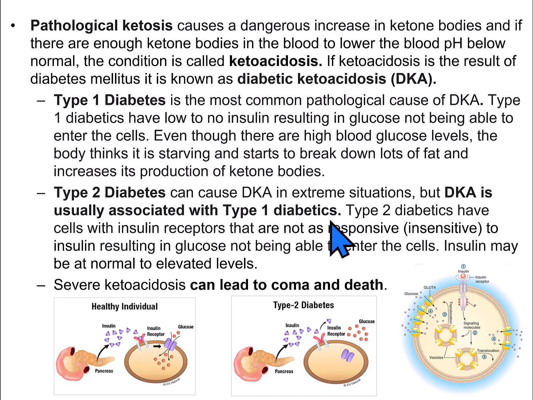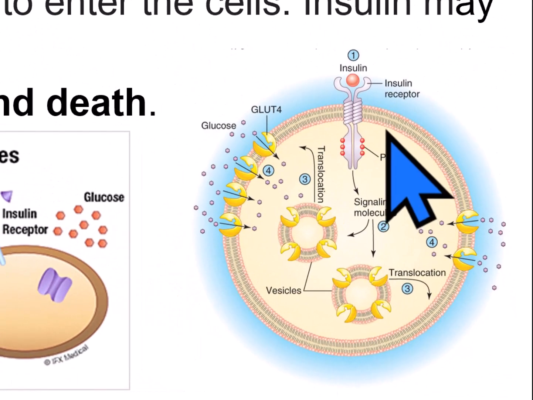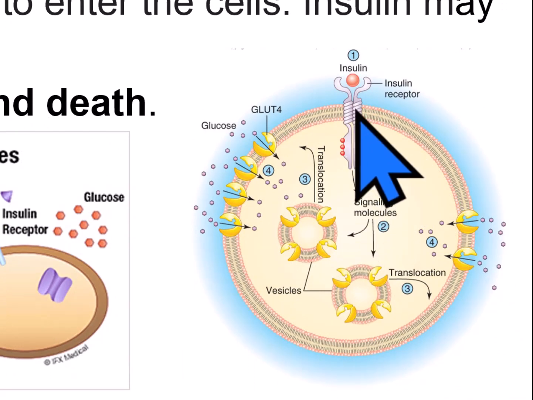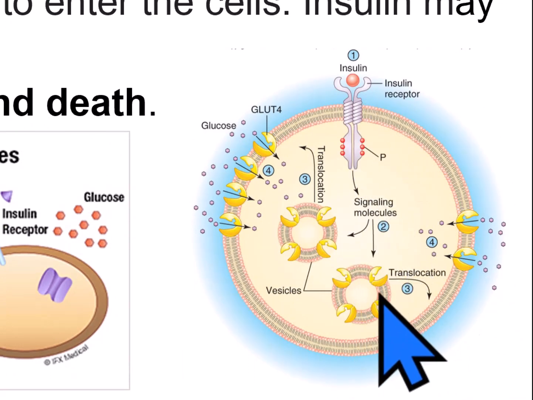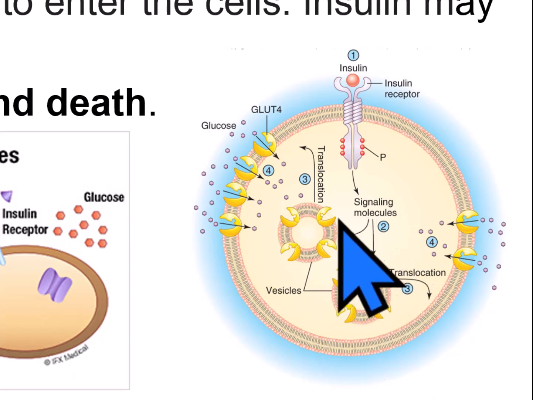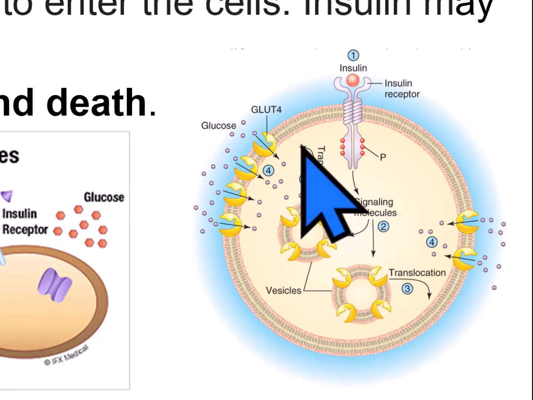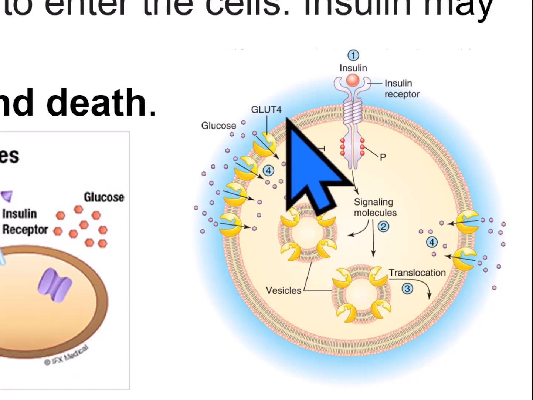Well, when you look at the pathological ketosis we see in type 1 diabetes, it's the most common pathological cause of DKA. Type 1 diabetics have low to no insulin, which results in glucose not being able to enter the cells. Here's a cell with its insulin receptor. When insulin binds to that receptor, it's going to trigger these vesicles that have this transport protein in them called GLUT4, or glucose transporter number 4.